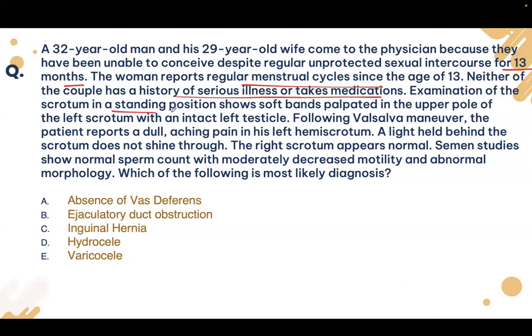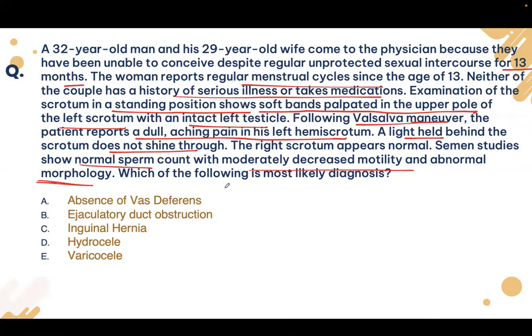Examination of the scrotum in standing position shows soft bands palpated in the upper pole of the left scrotum with an intact left testicle. Following Valsalva maneuver, the patient reports a dull, aching pain in his left hemiscrotum. When a light is held behind the scrotum, it doesn't shine, and the right scrotum is normal. Semen studies show normal sperm count with moderately decreased motility and abnormal morphology. Which of the following is the most likely diagnosis?